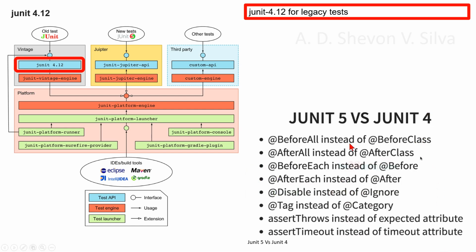Here you can see the differences between JUnit 5 versus JUnit 4. Here @BeforeAll instead of @BeforeClass, and @AfterAll instead of @AfterClass, and @BeforeEach instead of @Before, and @AfterEach instead of @After, @Disabled instead of @Ignore, @Tag instead of @Category, assertThrows instead of the expected attribute, assertTimeout instead of the timeout attribute.